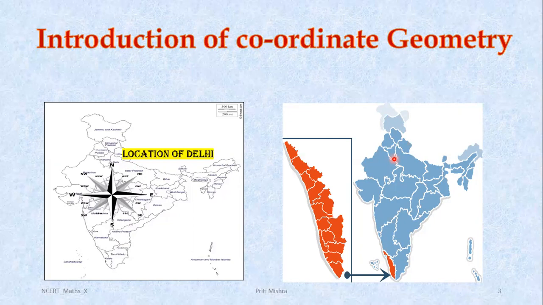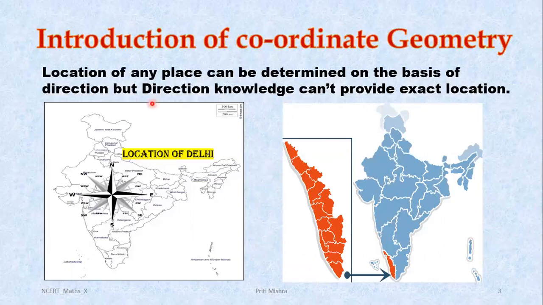So what we got to know here, location of any place can be determined on the basis of direction, but direction knowledge can't provide exact location. So how can we find out exact location? Yes, it's possible just because of coordinate geometry.